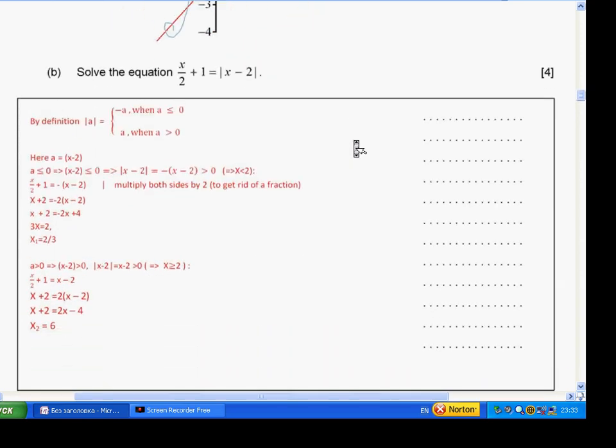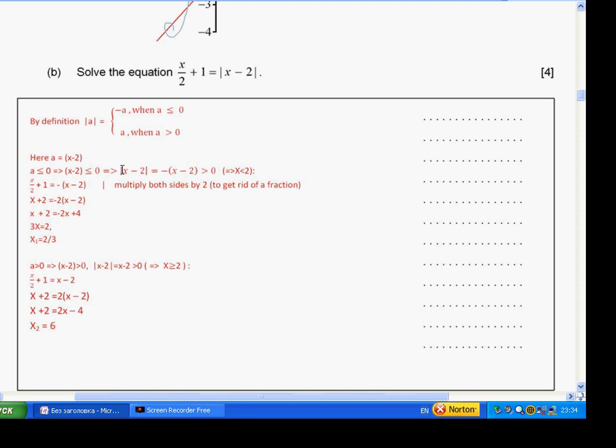Second part of the question, we should find algebraically the solution when these two functions are equal. So the solution to this equation. By definition, the absolute value of a is minus a when a is negative, and a when a is positive. Here a is x minus 2. So we consider two situations. First, a is less than 0, so x minus 2 is less than 0.